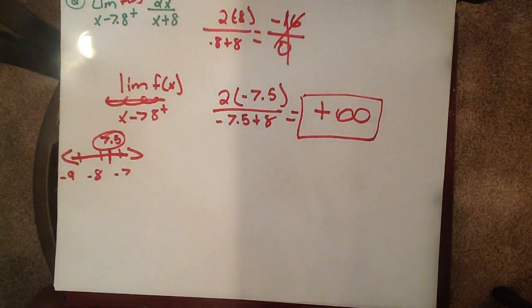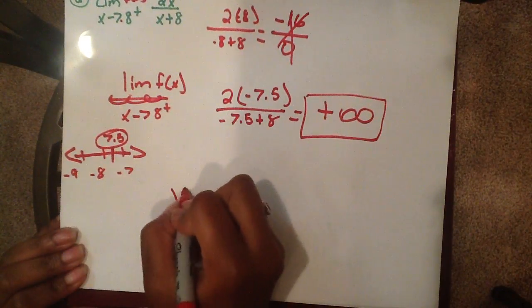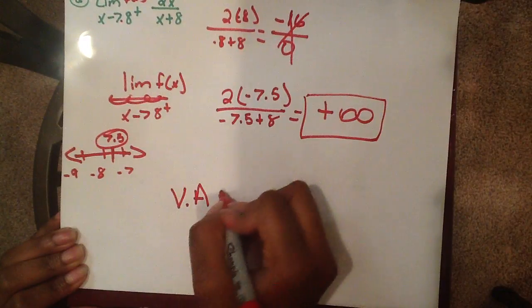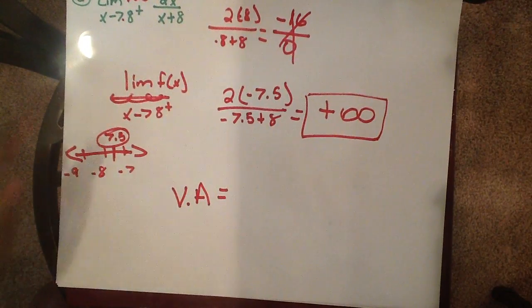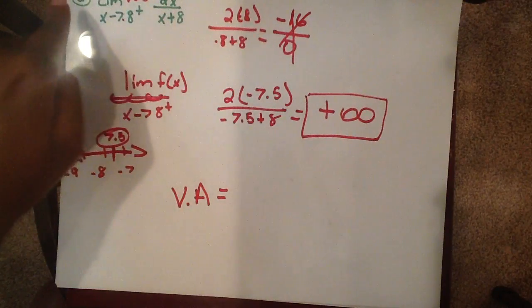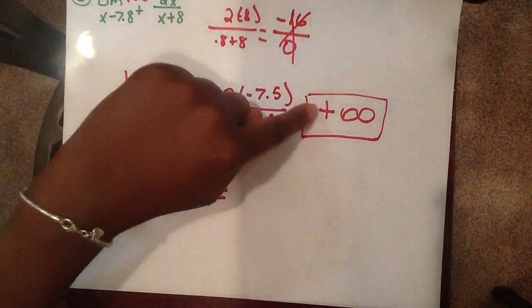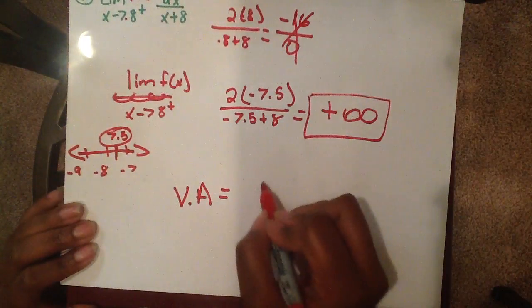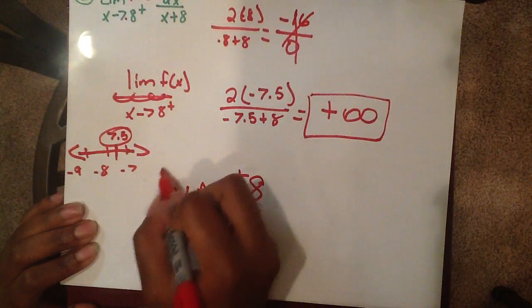Then we were asked to find the vertical asymptote for this question. Because we're looking at the approach from the right, and our answer was positive, our vertical asymptote is going to be the line x equals negative 8.